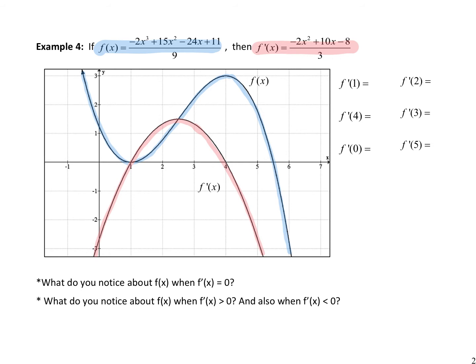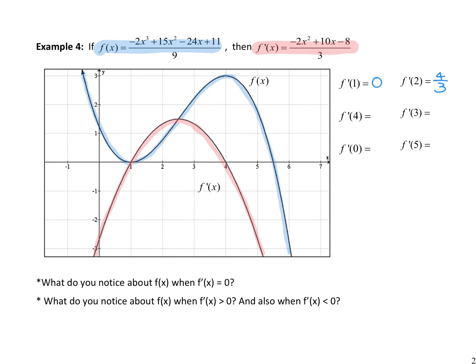So plug in 1: negative 2 times 1 plus 10 plus 8, so that's 0. And we can do the same thing for f prime of 2. I know the general formula for f prime, the derivative. It says at 2, that means I just have to plug in 2. Negative 2 times 2 is negative 2 times 4, so negative 8 plus 20 minus 8 over 3. So that'll give you 4 over 3, and so on and so forth.